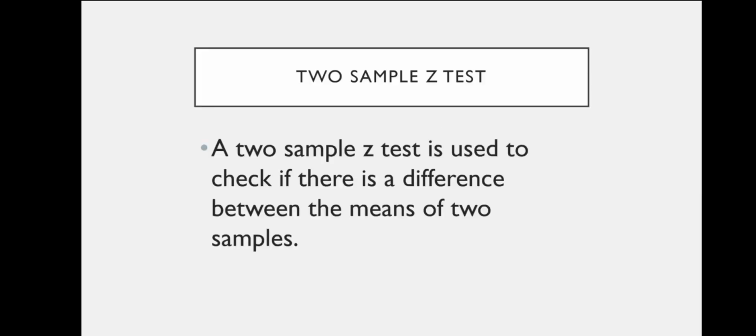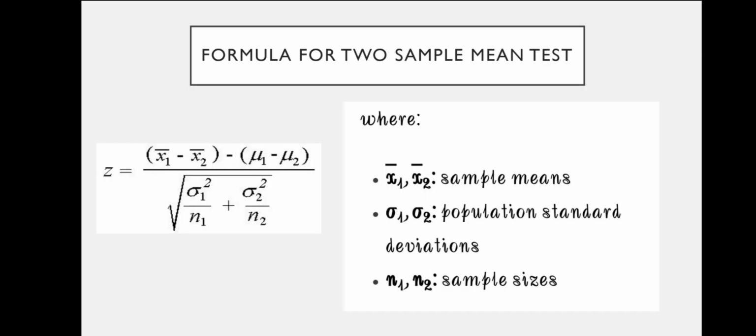Two-sample z-test. A two-sample z-test is used to check if there is a difference between the means of two samples. When do we use the z-test for a two-sample mean? We use the z-test for a two-sample mean when we compare the means of samples of independent groups taken from a normal population.